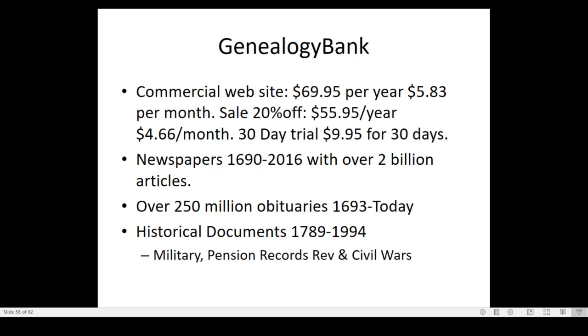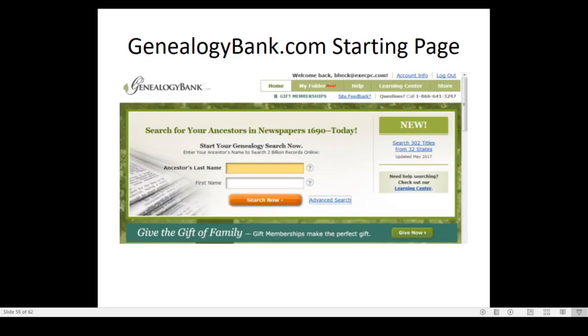And it contains over 2 billion newspaper articles covering the period 1690 to 2016. There's over 250 million obituaries covering the period from 1693 to today, and historical documents other than newspaper articles from 1789 to 1994. And that usually includes military records, pension records, Revolutionary War, Civil War. So that's Genealogy Bank's starting page. That's what it looks like.